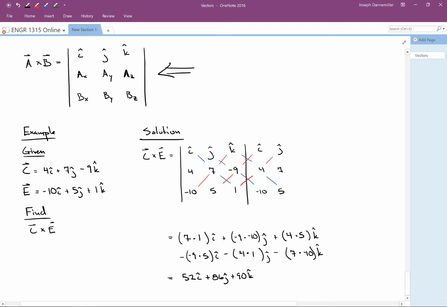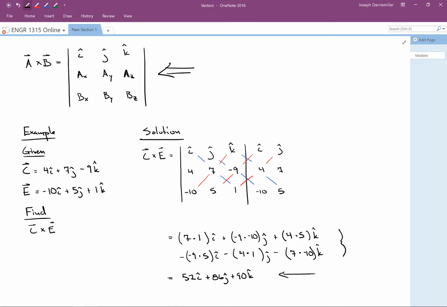I've assembled them sort of out of order to keep my I's, my J's, and my K components together, and then I did nothing more than collect my terms. So I distributed this out, added together my I components, added together my J, and added together my K. This is how we compute the cross product of two vectors.